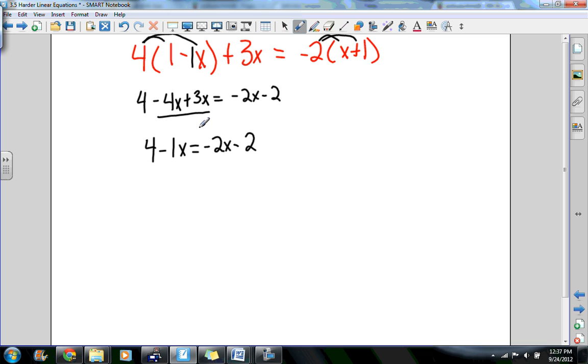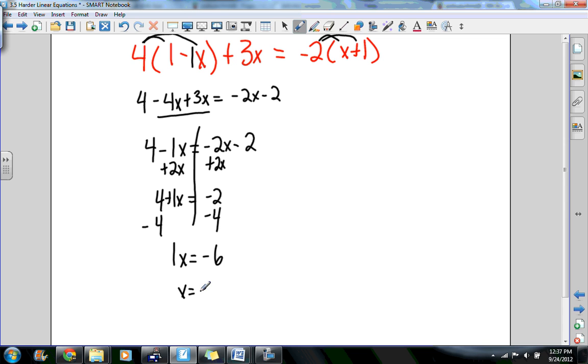I'm going to move the x's to the left. So I get 4 plus 1x equals negative 2. And I'm going to subtract 4. And it looks like I'm done with 1x equals negative 6, because negative 2 and negative 4 combine to negative 6, or x equals negative 6. And then, of course, I go and check my answer using my calculator.